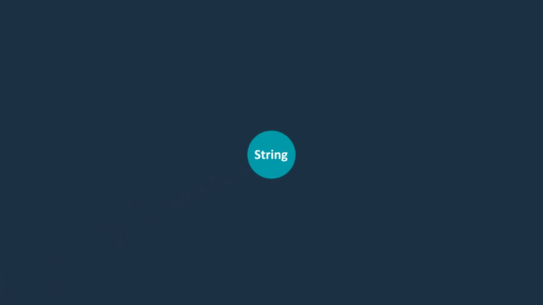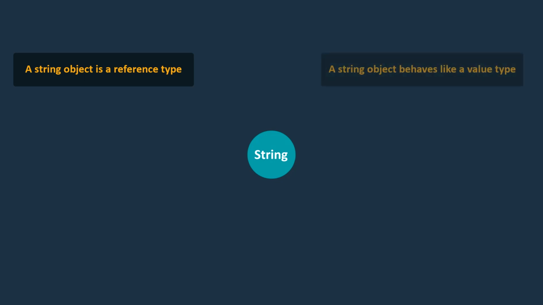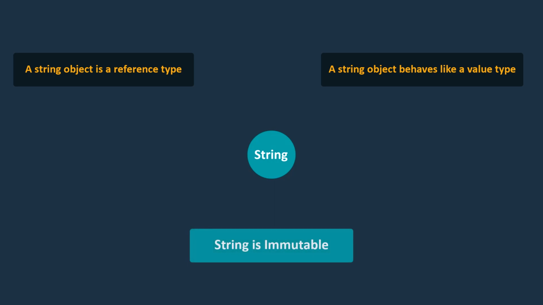Alright, one thing you should know is that string objects are all reference type, but when we change their value, they behave like value type objects. That's because string objects are immutable, meaning their values cannot be changed once they are created. This concept of immutability is the subject of our next lecture.